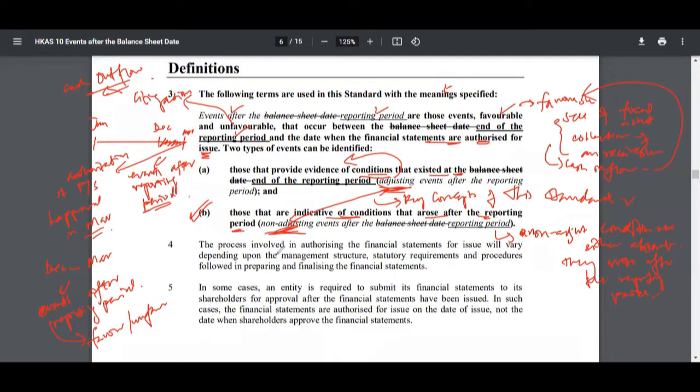We look at point 4. The process involved in authorizing the financial statements for issue will vary depending upon the management structure. Now, this is a very general point, not really important, but you can read through these points. The important points here are understanding the period here, the financial period, the period for subsequent events, adjusting and non-adjusting events. So these are the types that you really need to understand and apply to your case study based exam.